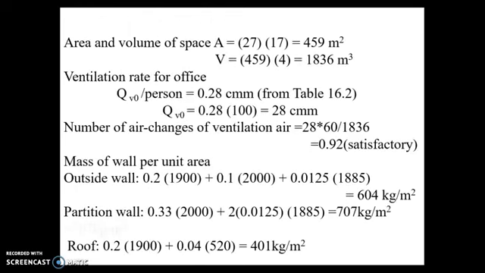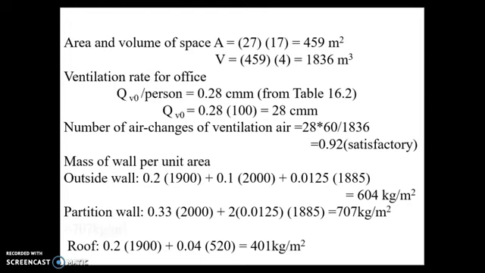Then we find the area and volume of the single story office building. Then the ventilation rate for office. From the table, volumetric flow rate of the ventilation is 0.28 cubic meter per minute per person. Here, the total volume of ventilation air is 0.28 times 100. So total 100%. So volume of ventilation air is 28 cubic meter per minute.